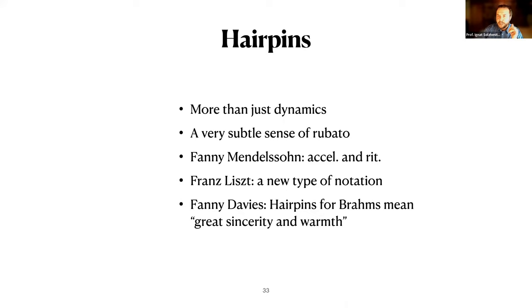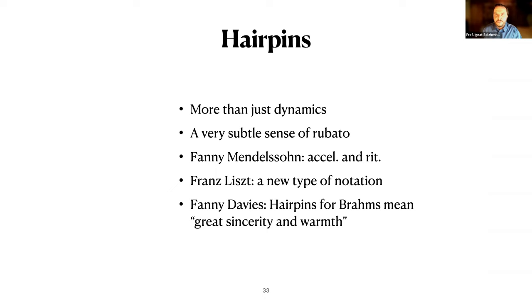1828, Mendelssohn's sister, Fanny Mendelssohn, a beautiful composer and a beautiful musician, Fanny Hensel in her married life, writes on one of her autographs, the piece must be performed with much variation of tempo, but always gentle variation and without disorderliness. Same idea, without disorderliness. Don't go nuts. Be smart. And she says the hairpin signs stand for accelerando and ritardando. Interesting, right? So not just for crescendo and decrescendo. They convey this subtle sense of rubato.